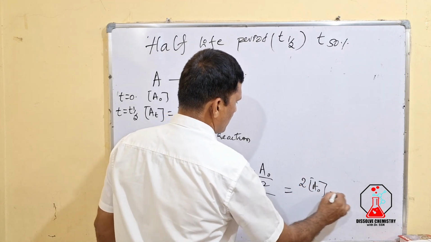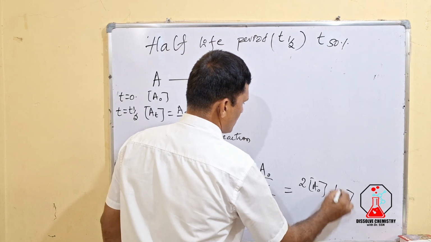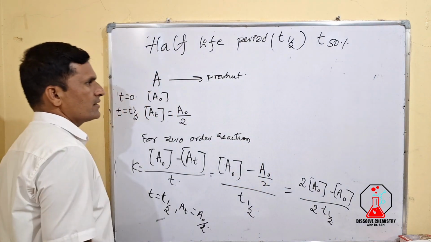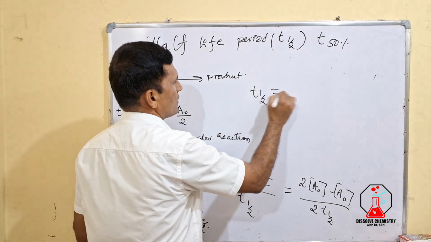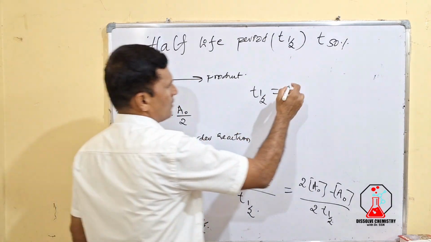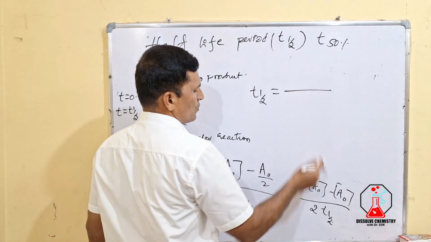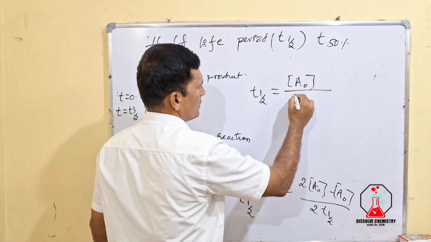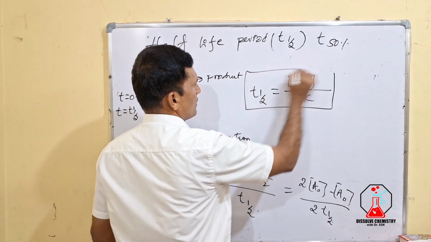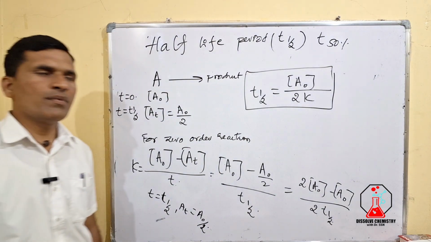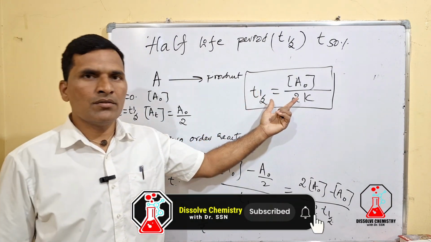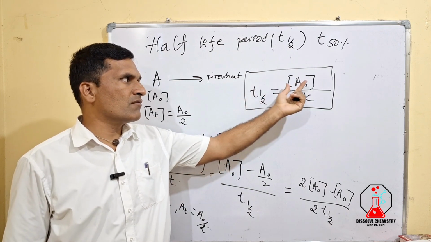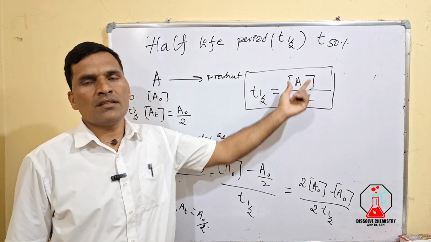Then you will end with 2 A naught minus A naught, divided by 2 T half. You can take T half to that side, and push the rate constant K to the denominator. So 2 A naught minus 1 A naught, and then you will get T half is equal to A naught, the initial concentration, by 2K. This is how we get the half-life period for a zero order reaction. You should remember that the half-life period of the zero order reaction is dependent upon the initial concentration of the reactant.